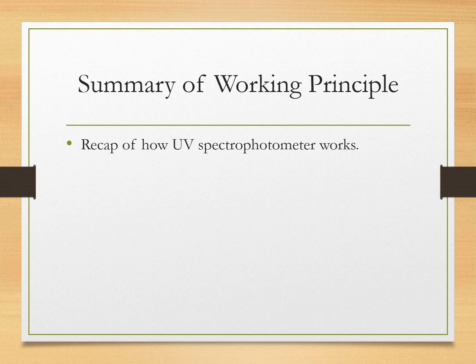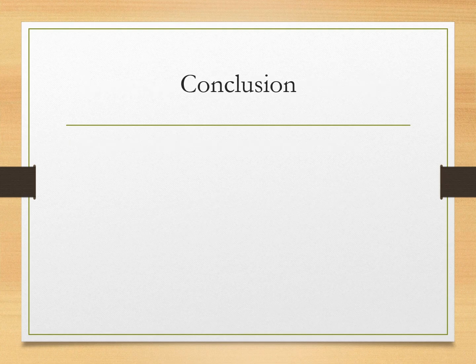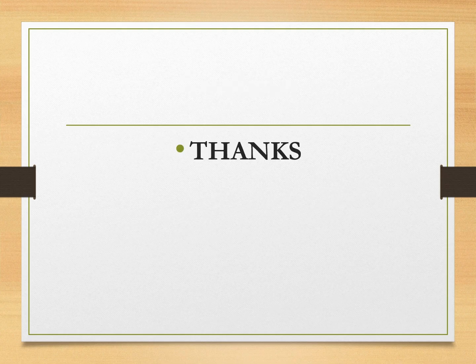We reviewed the UV visible principle, Beer-Lambert law, instrumentation, working steps, errors, precautions and applications. UV visible spectrophotometry remains one of the most powerful, reliable and versatile tools for chemical and biological analysis. Thank you.